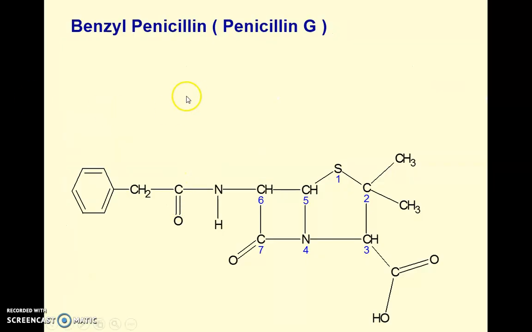Next, this is the typical example, the first example amongst the penicillin types of antibiotic, that is benzyl penicillin, also called penicillin G. As far as the structure is concerned, we have to see the structure and chemical name. In these, this is the parent nucleus. As per the rule, we have to select the parent nucleus and the substituent.